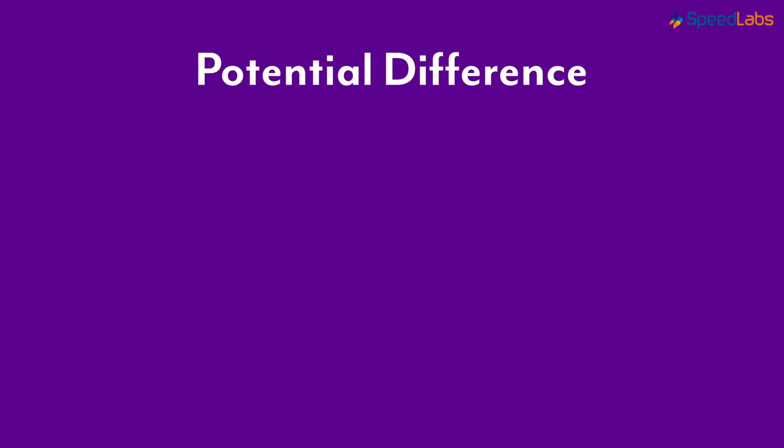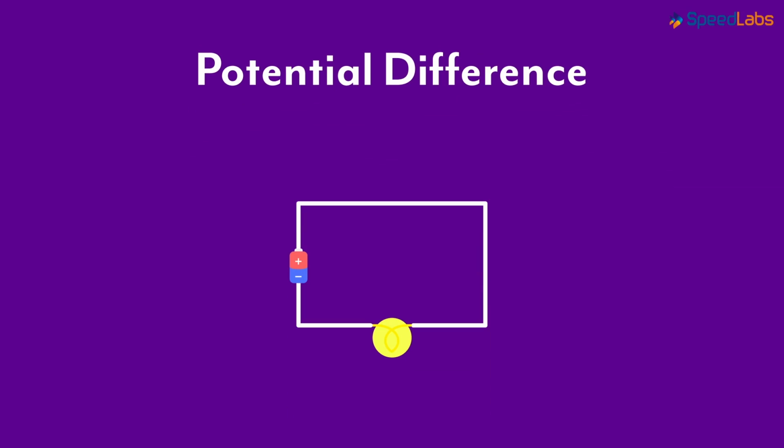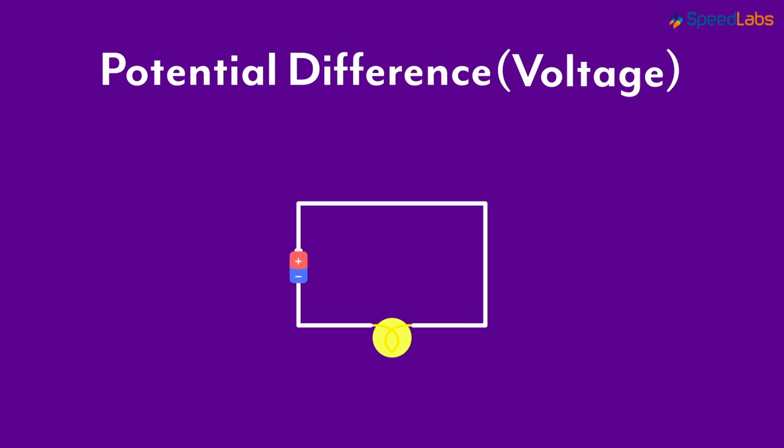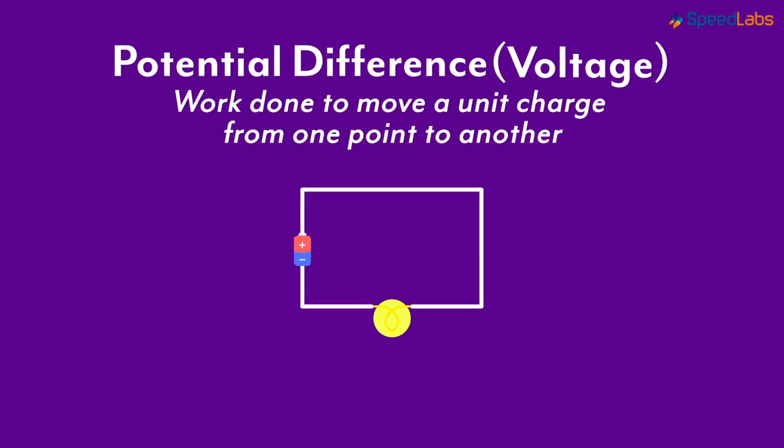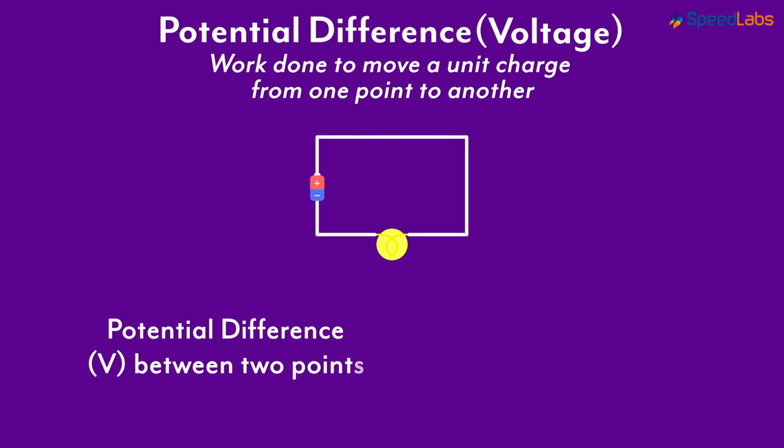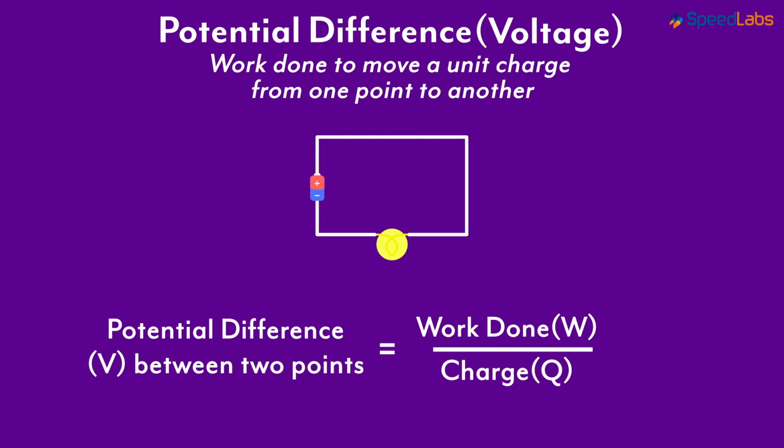What's potential difference then? It's just a difference of electric pressure between 2 points. And this difference may arise because of a battery consisting of cells. Potential difference is also referred to as voltage. If we have to understand the technical definition, we would say that it is the work done to move a unit charge from one point to another. The potential difference V between any 2 points in an electric circuit will be the work done W over the charge Q. We know that the work is measured in joules and charge is measured in coulombs.